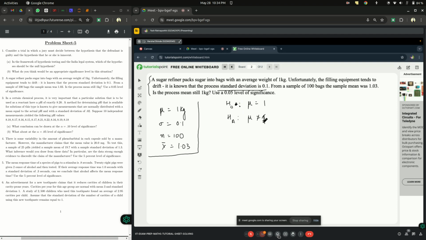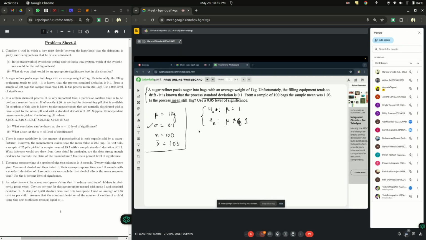See, yesterday's steps, you all remember. There were 5 steps we followed. First, find null and alternate. Then find which test case you will be using. You have your sigma known and you need to test for mean. Is this case 1, 2, 3 or 4? Case 1. Perfect. Case 1.